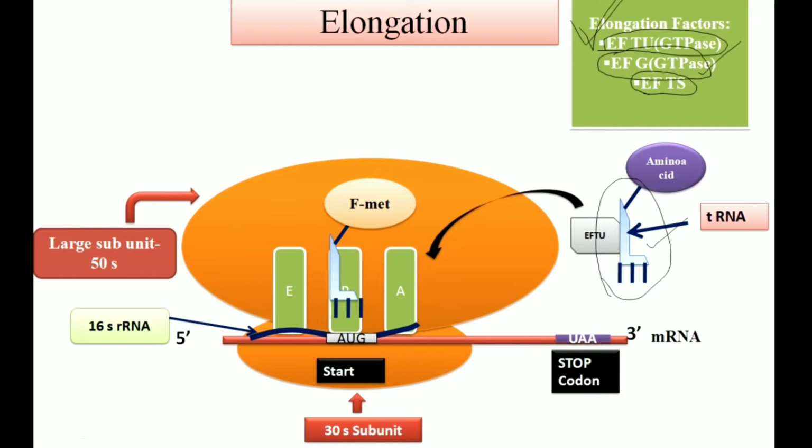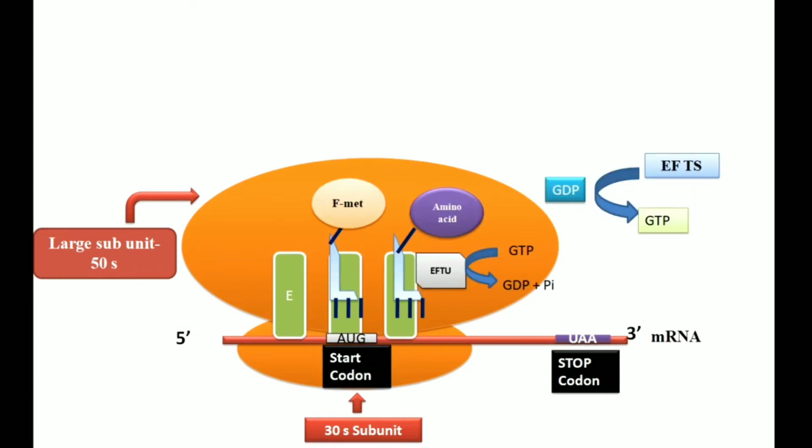So now at the beginning, this tRNA will come and bind to the A site with the help of EF-Tu, because this EF-Tu has GTPase activity, so they can come here and bind. And in the next step, after binding this tRNA along with this amino acid, the charged tRNA, that means the tRNA that has an amino acid bound to it.